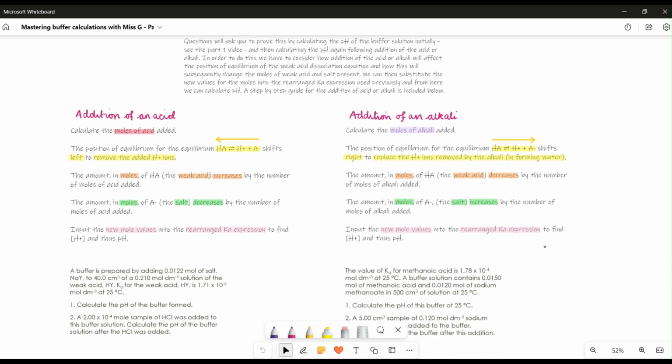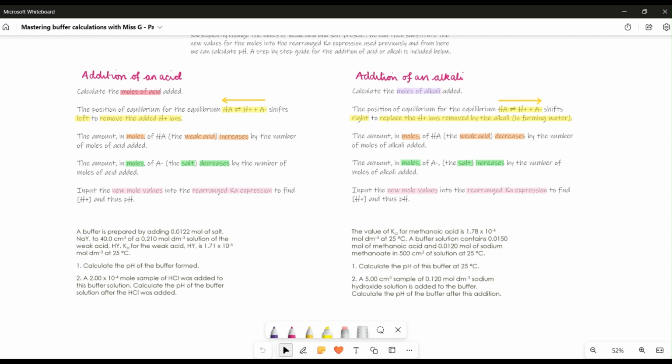And then what we will do is we will have a look at two examples, both of which are a part 1, which is calculating the pH of the buffer initially using the skills from the part 1 video, and then part 2, which is what we're focusing on mainly in this video, which is what then happens to the pH of the buffer after the addition of either the acid or the alkali. So let's get stuck in.